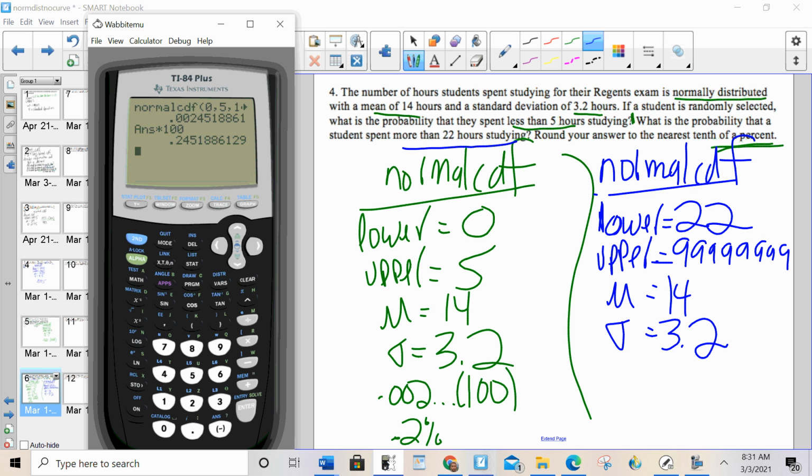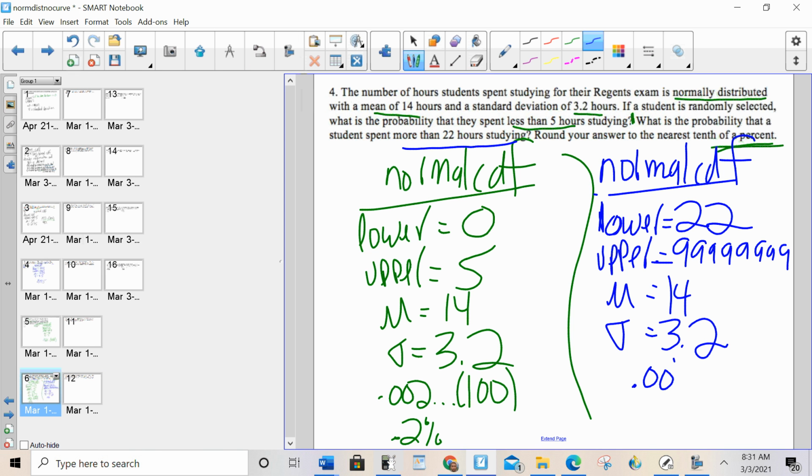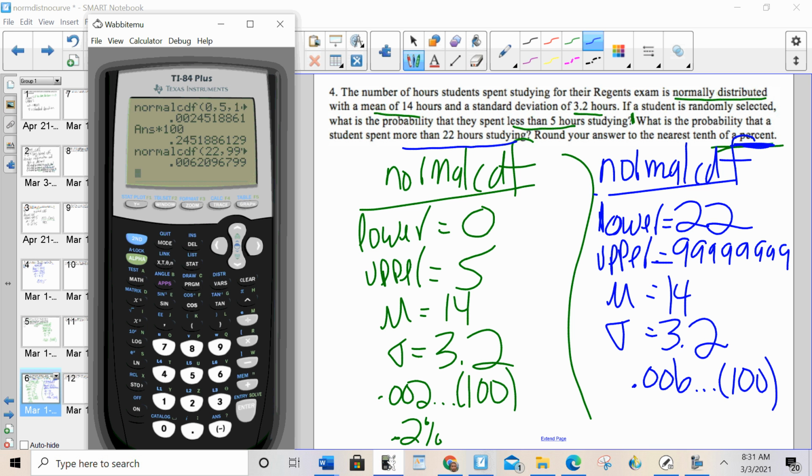So I go back to second vars, normal CDF. My lower is 22. My upper is 9, 9, 9, 9, 9, 9, 9. And my mu and sigma remain the same. And I get 0.006. Again, because this particular problem wants it as a percent, I'm multiplying it by 100, and the answer is 0.6%.